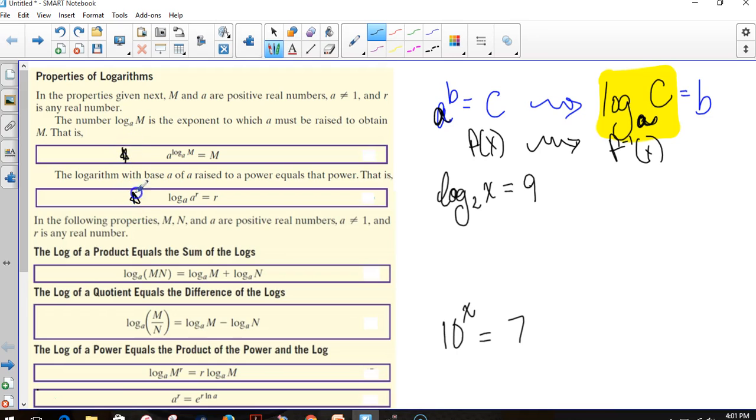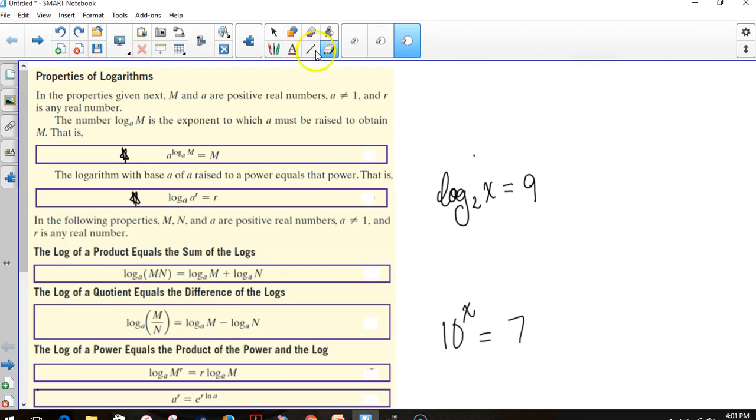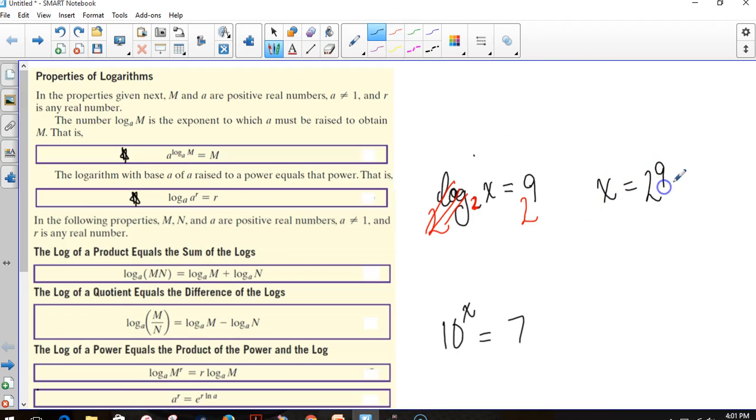Specifically, we'll be using these first two rules, where if I have log base a of m equaling something, I can raise both sides up to the a and undo the logarithm. So if I had something that looked like log base 2 of x is equal to 9, I can raise both sides up to the 2, and 2 raised to a log base 2, if the bases match, will undo itself and be left with a 1. And so now all I'll have is x equal to 2 to the 9th, which I can plug into my calculator.